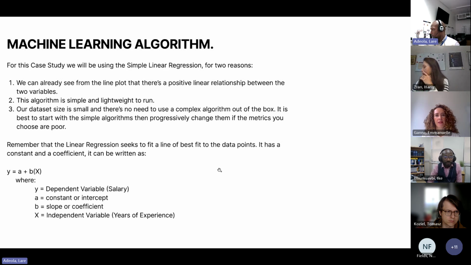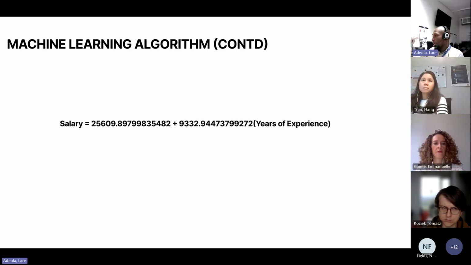So we're here. Remember, linear regression seeks to fit a line of best fit to the data points. It has a constant and a coefficient, and can be written as y = a + bx, where y is the dependent variable, in this instance salary, a is the constant or intercept, b is the slope or coefficient, and x is the independent variable, which is our years of experience. At the end of the day, after running the model, we have the coefficient, the slope and the intercept.